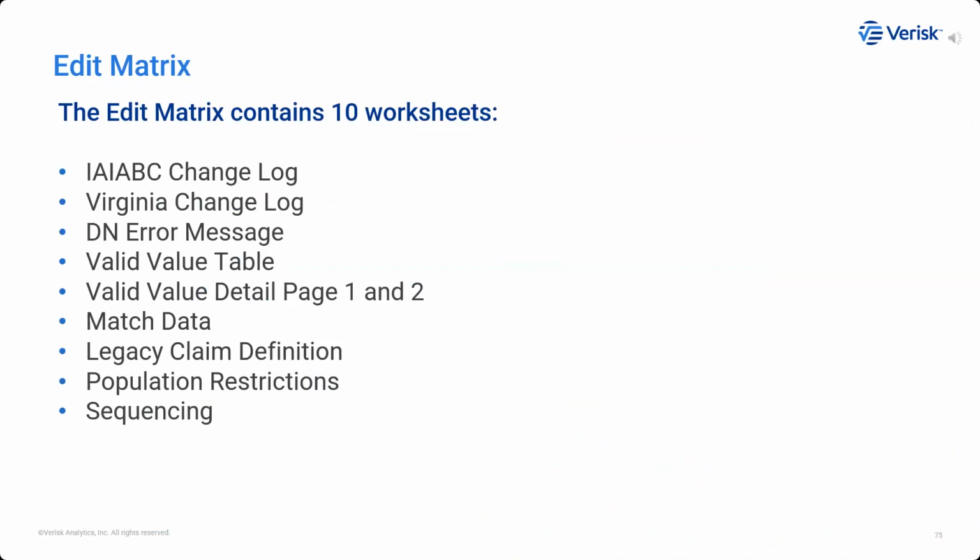Valid value table detail page 1 and 2 are 2 additional tables that provide another version of the value table showing the code values and definitions and what Virginia accepts. This is a helpful tool to print out for quick reference. We also have the match data table.